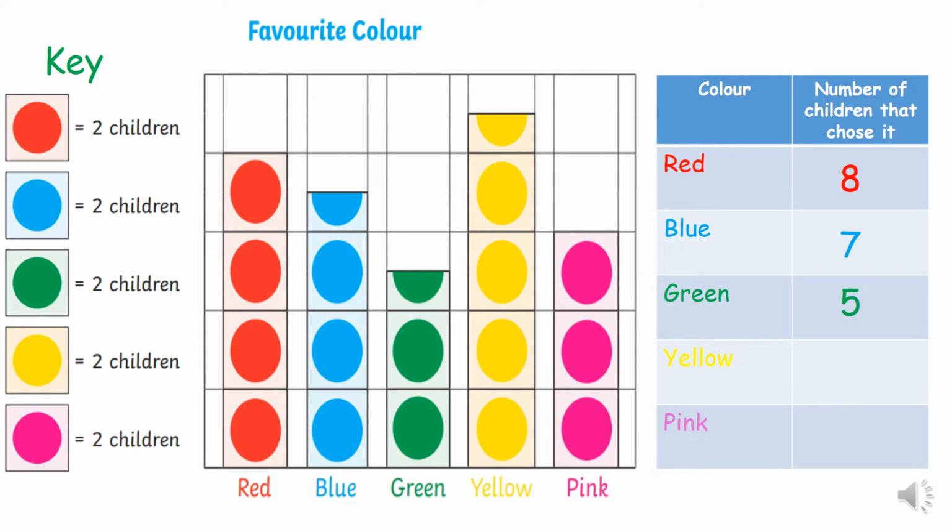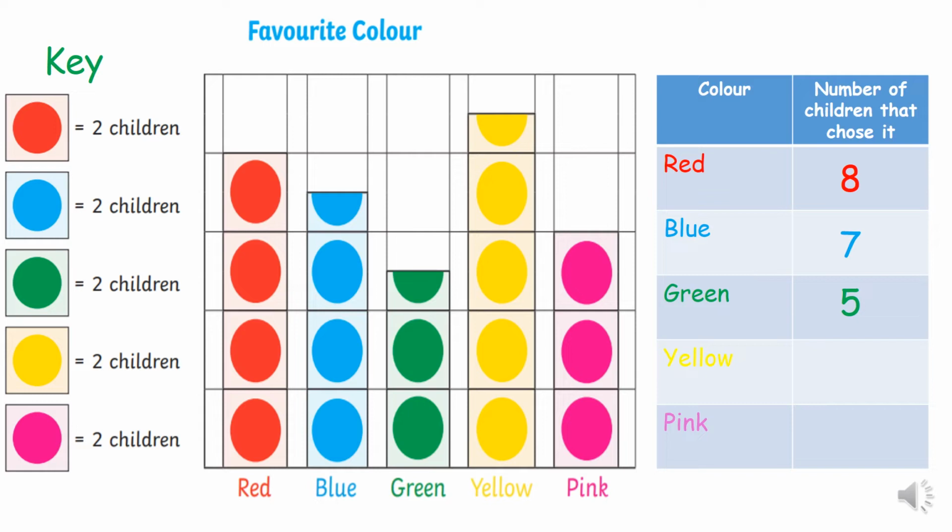5 children chose green as their favourite colour. Let's count how many children chose yellow as their favourite colour. Again, you might notice there was a half counter at the top. What does that mean? Good, it means 1 child chose it, not 2. So we have 1, 2, 3, 4 counters that are yellow.